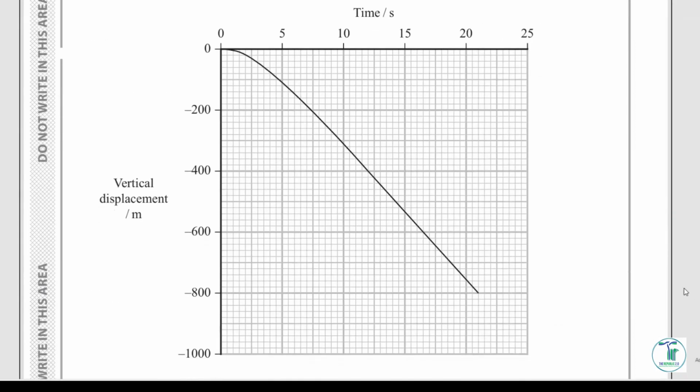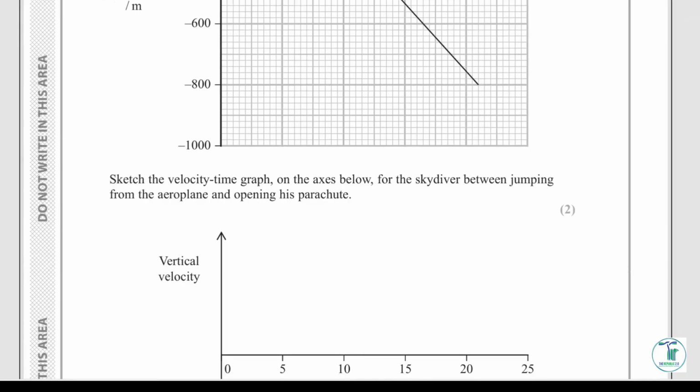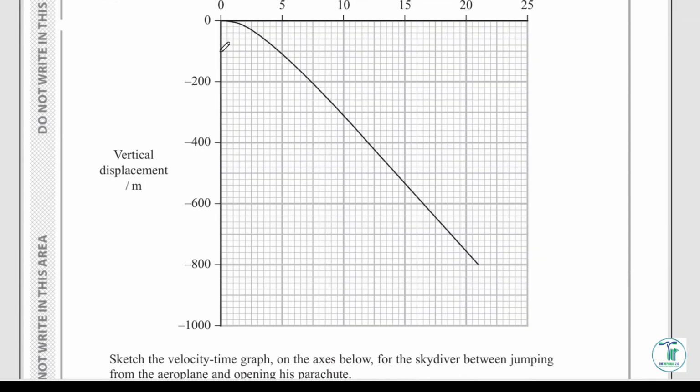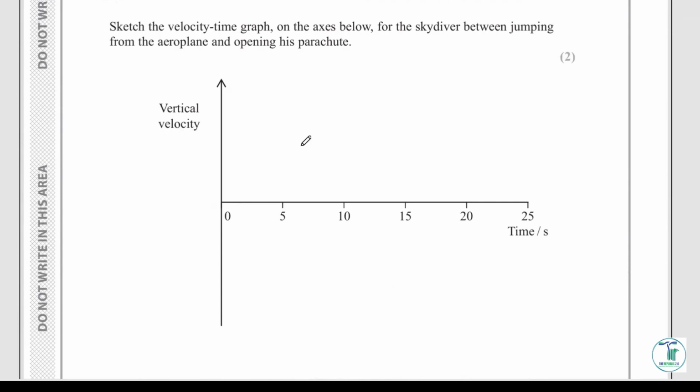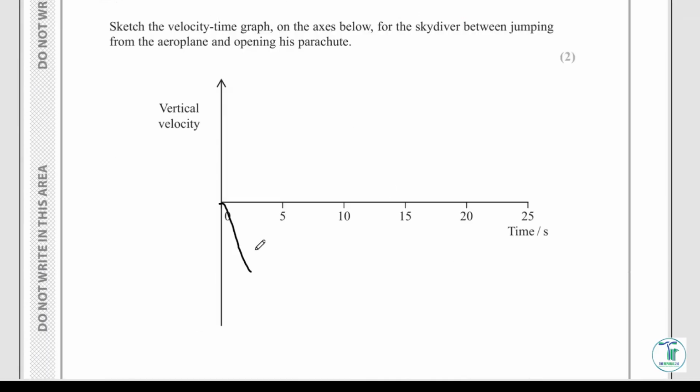Now, you've got a displacement-time graph for a skydiver between jumping from the aeroplane and opening his parachute. You can see that the displacement is decreasing in the negative direction. Initially, the displacement graph was curved, so the velocity would increase, but in the opposite direction. And then as soon as the line becomes straight, from 10 to something like 22 seconds, the velocity would be a straight line, right? So that is how the graph of the vertical velocity should look.